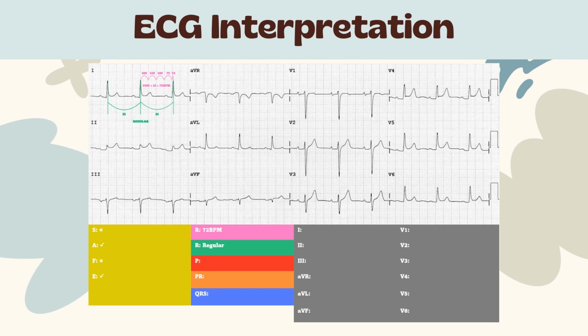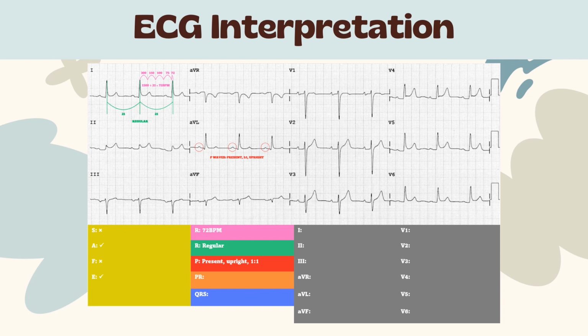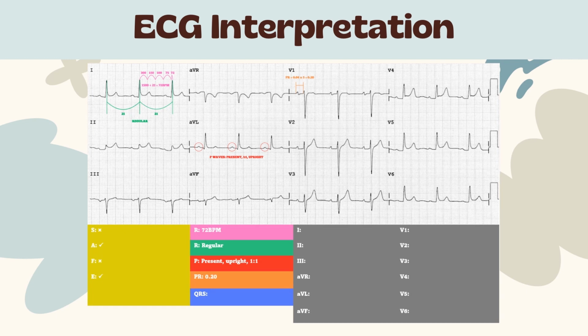Next, we can look at the P waves, which as seen in AVL are present and upright, and there is a one-to-one relationship between the P waves and the QRS complexes. This is consistent with normal atrial depolarization. Now we can interpret the PR interval, as shown in V1. Each small square on the ECG paper represents 0.04 seconds. In this ECG, the PR interval spans 5 small squares, giving us a result of 0.2 seconds, falling in between the normal range of 0.12 seconds to 0.2 seconds.